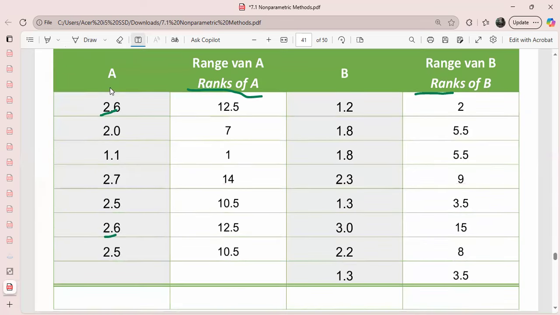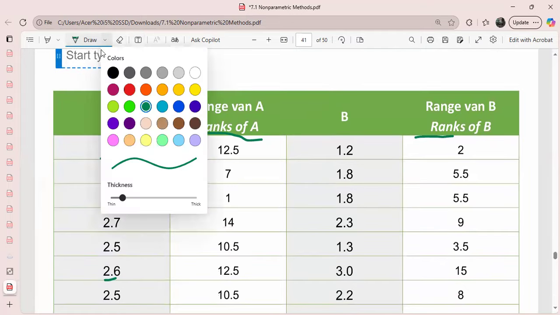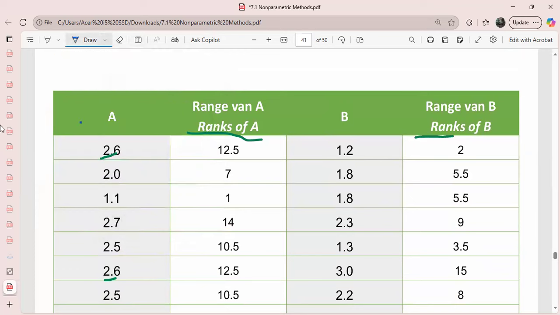Here, under A, this is our data. Under B, this is our data. We're going to start. Maybe I'll change the color. Here, the first value, this is what we do now. We have A and B, and we are going to combine our data into one thing.